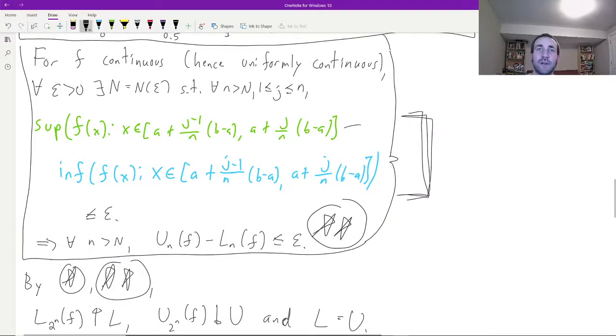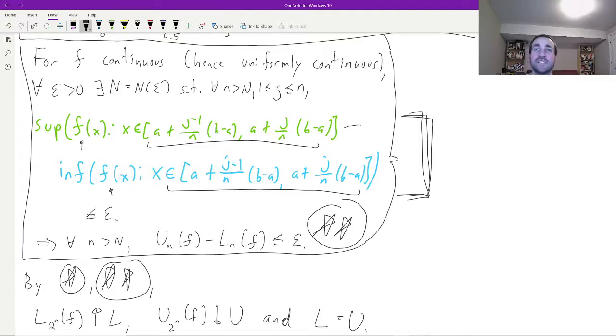Why is that true? Well, I'm looking at the supremum of f over some interval minus the infimum of f over that interval. And as we know, as the length of that interval, which is 1 over n, goes to 0, the difference between the supremum and the infimum goes to 0 as well. That's really what it means to be uniformly continuous. Okay? So I'm not going to go over this except to say you can trust me on this. I'm just unpacking the definition of uniform continuity when I make this particular claim.